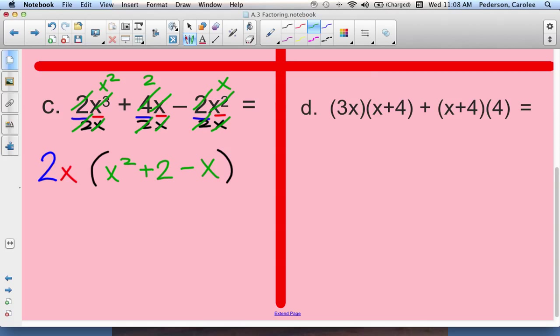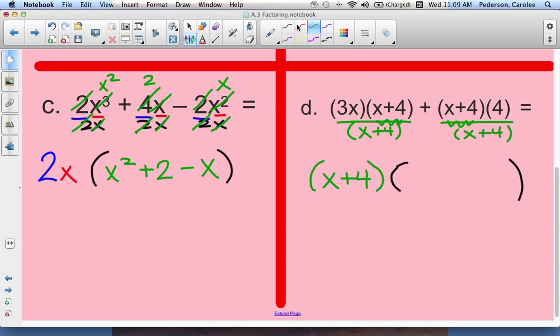This last example of a GCF, the GCF is x plus 4 and x plus 4. So that's what we're going to divide out. That's our GCF. And let's see what we're left with. So when you divide both parts by x plus 4 and x plus 4, what cancels is this x plus 4 and x plus 4. So you're left with 3x. And then x plus 4 and x plus 4 cancel, and you're left with plus 4.